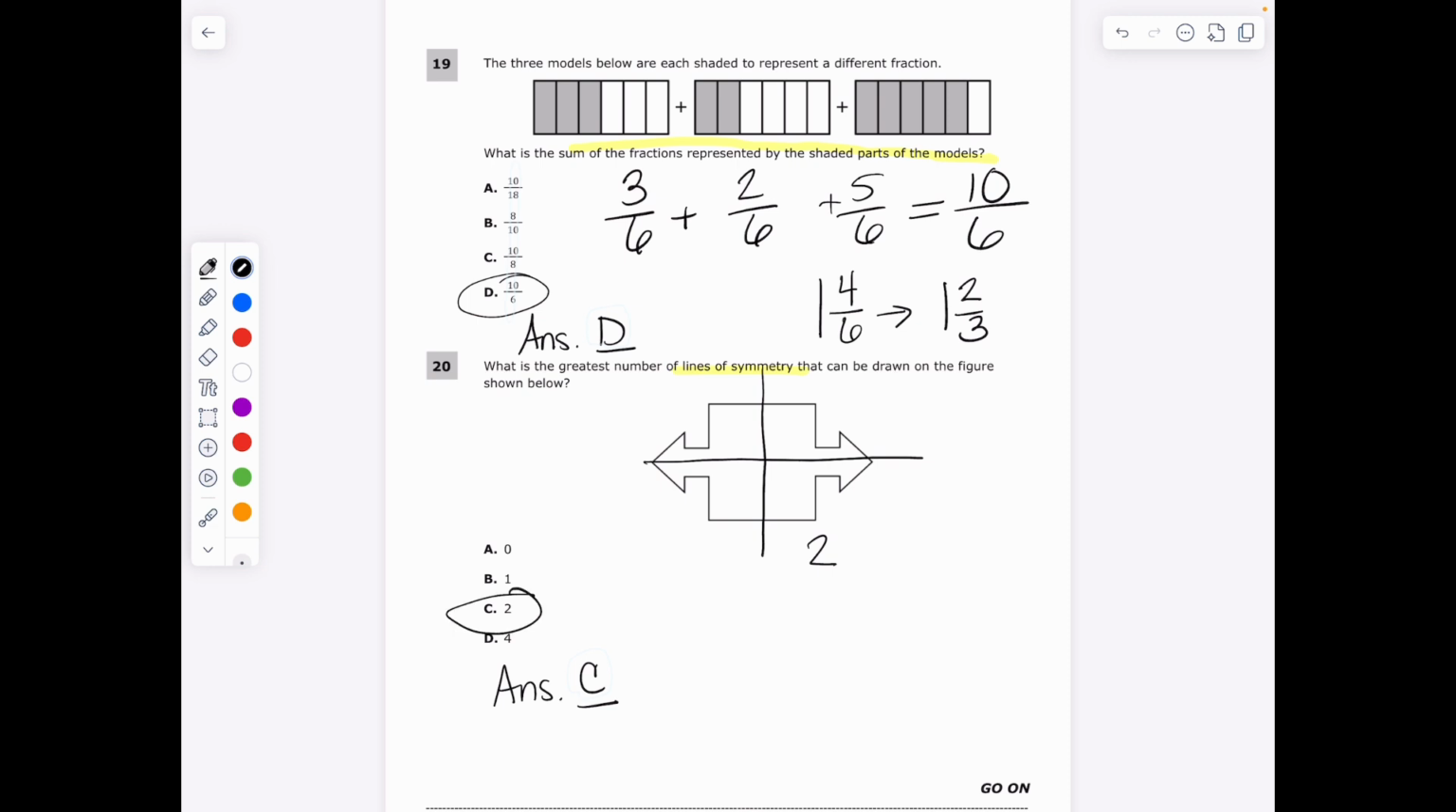That is C. So it definitely couldn't have been A or B, and I don't see any other lines of symmetry that would have worked, because here and here would not have worked. If it was just a square, yeah, we could have folded it in half this way, but we don't have a square right now. All right, so hit pause and jot this down into your notes.